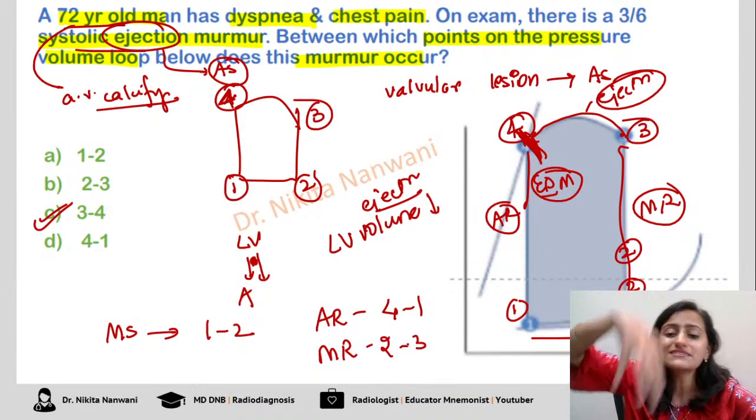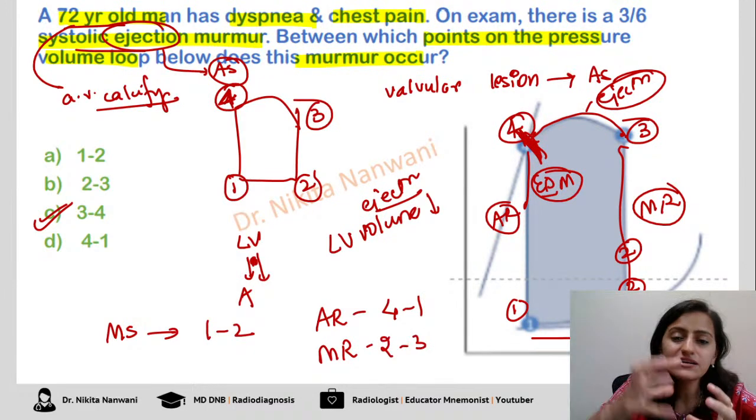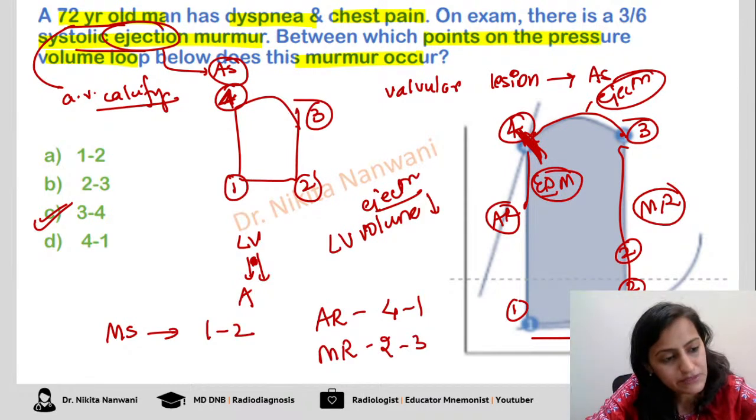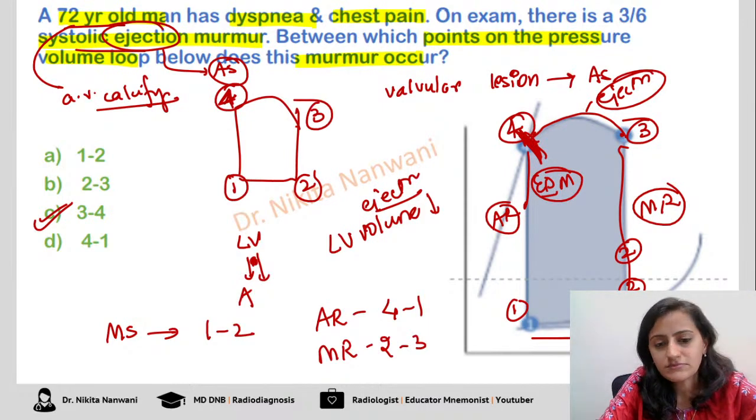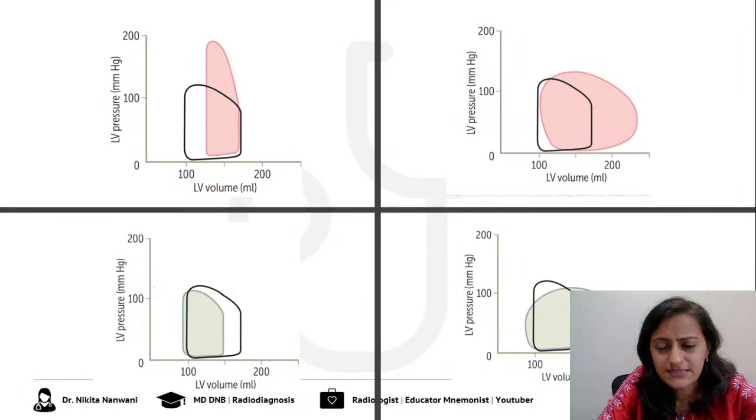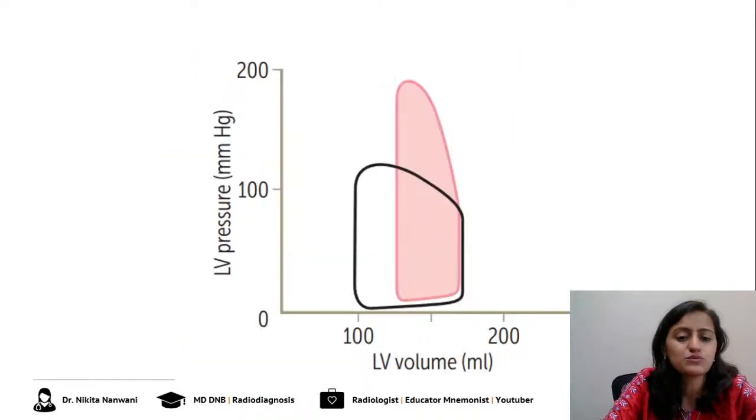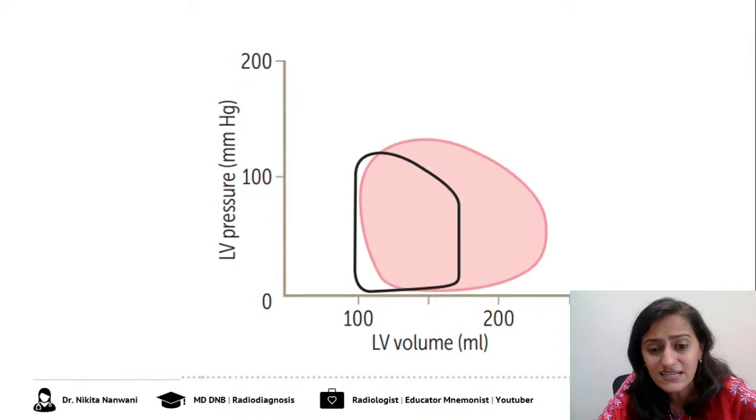Okay, 4 to 1 is your diastolic. Aortic regurgitation is an early diastolic murmur. Okay? Right, I think this completes our pressure volume loop and the Wiggers diagram. This is something that we discussed in the yesterday's class.